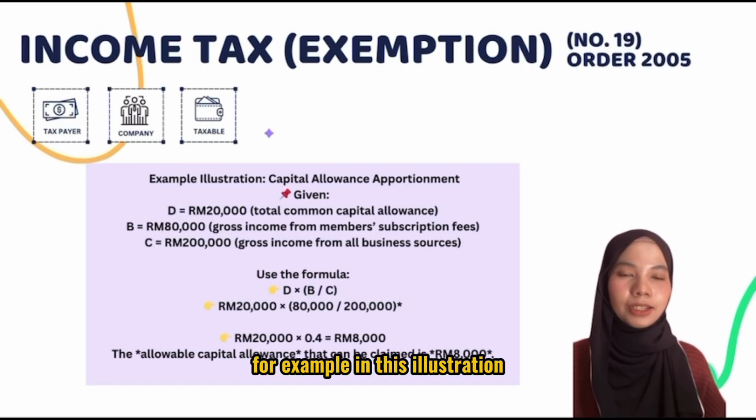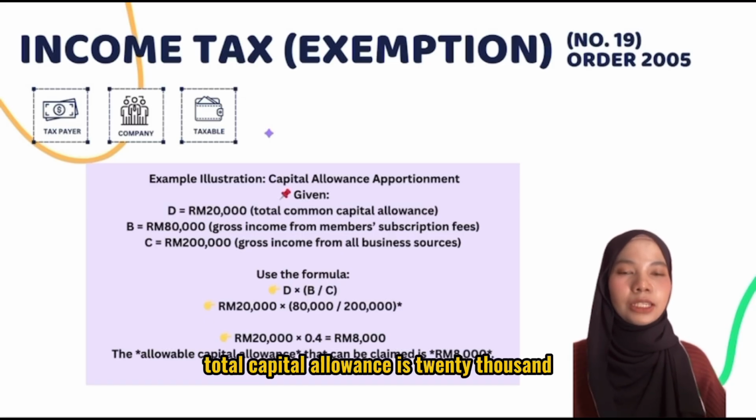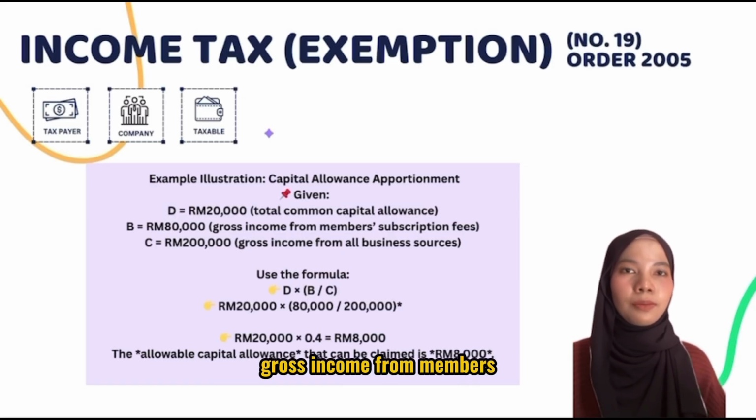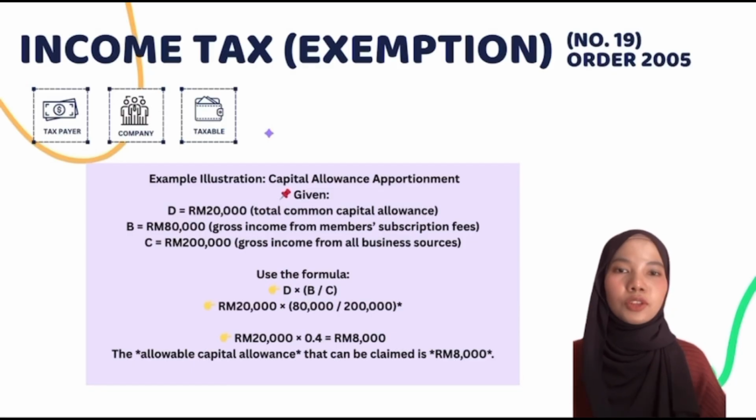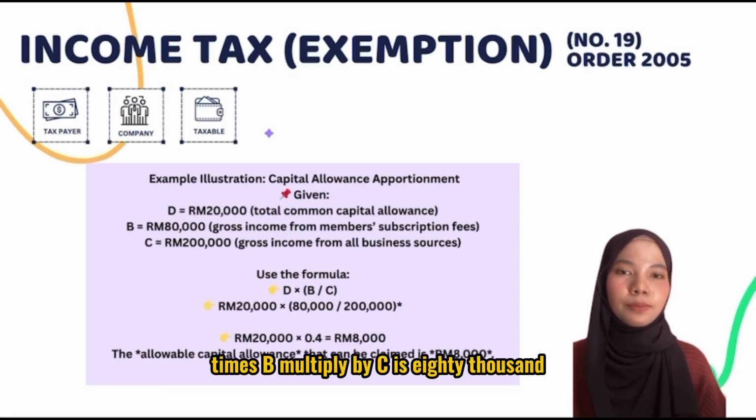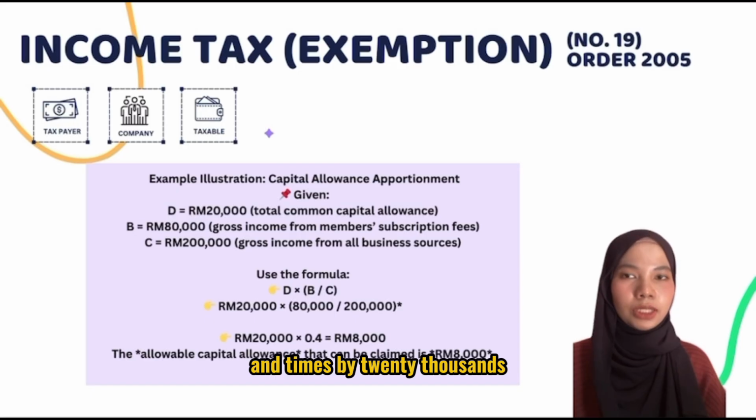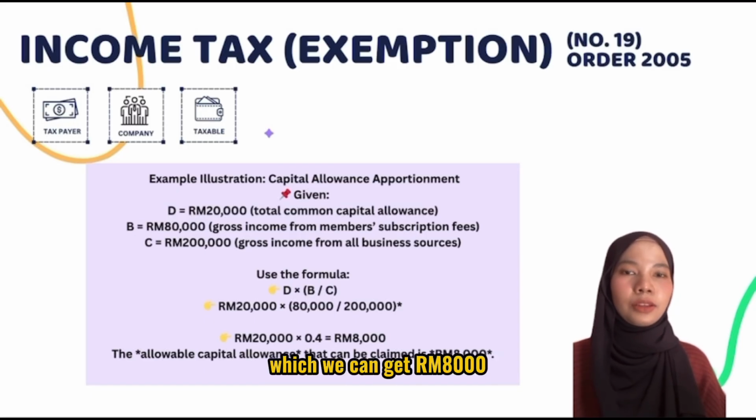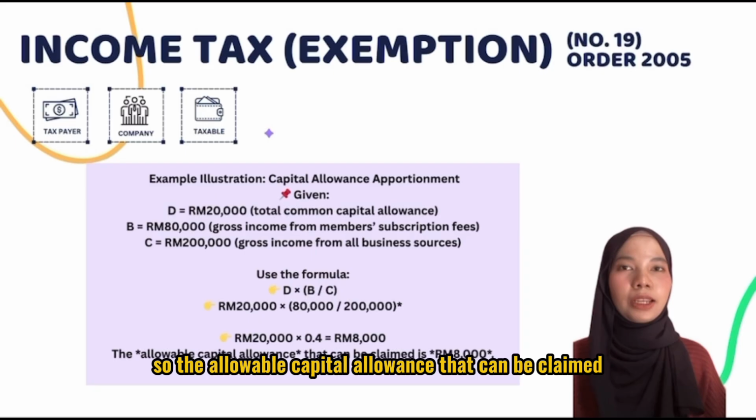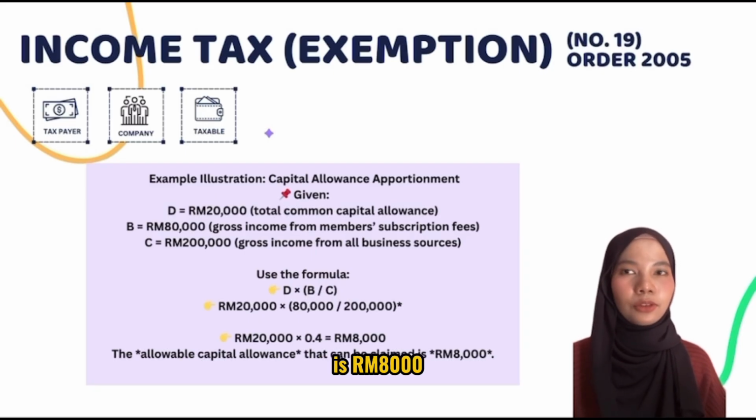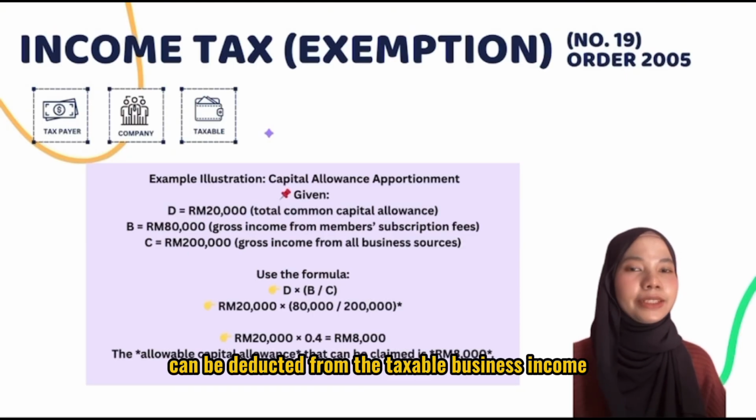For example, in this illustration, the total capital allowance is RM20,000, the gross income from member subscription fees is RM80,000, and the gross income from all business sources is RM200,000. So using the formula, D times B divided by C, is 20,000 times 80,000 divided by 200,000, which we can get RM8,000. So the allowable capital allowance that can be claimed is RM8,000. This means RM8,000 can be deducted from the taxable business income.